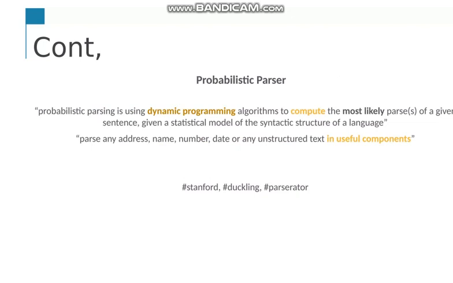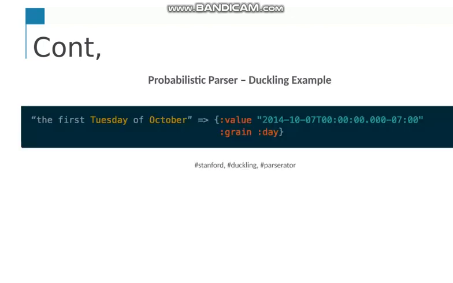Probabilistic parser. Probabilistic parsing uses a dynamic programming algorithm to compute the most likely parse of a given sentence, given a statistical model of the syntactic structure of language. It can parse any address, name, number, date, or any unstructured text into useful components. Probabilistic parser example: first Tuesday of October.